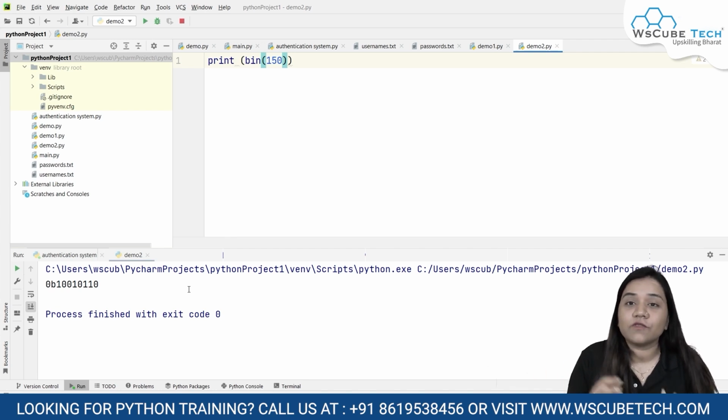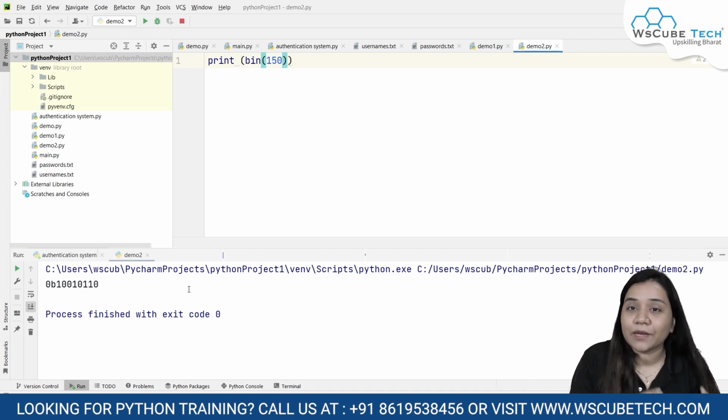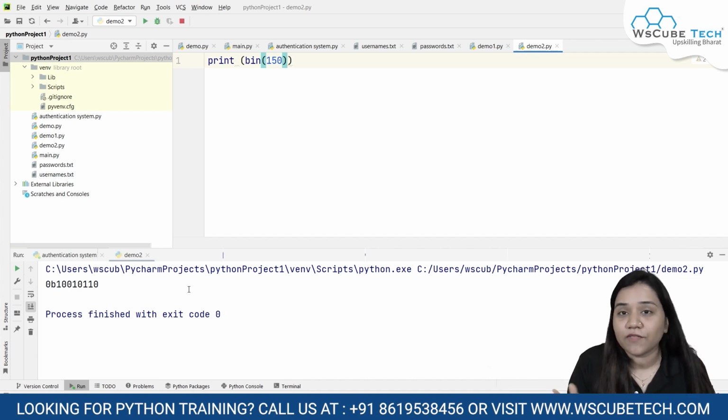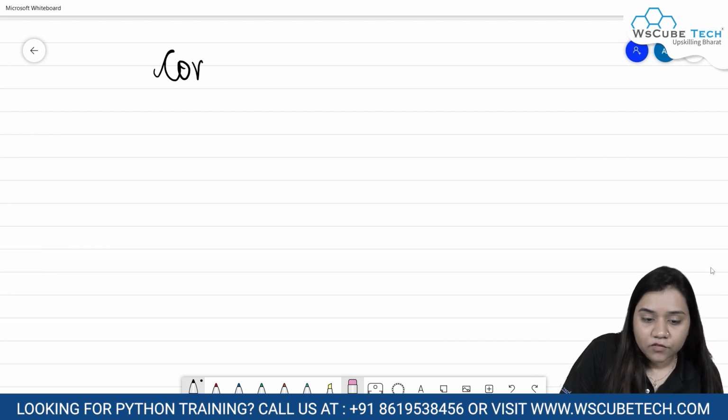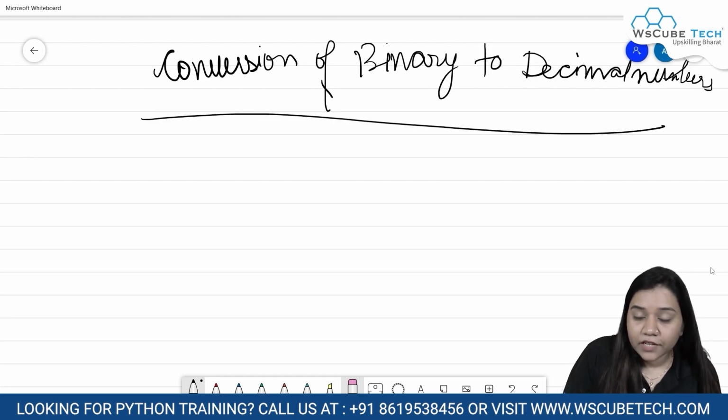Similarly, till now we were converting decimal numbers to binary. Now what if we want to convert a binary number to decimal? For that also we have a very simple method. Let's have a look. Here I'll write conversion of binary to decimal numbers. Converting binary to a decimal number is very simple.